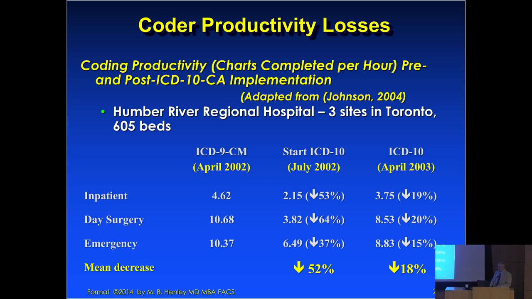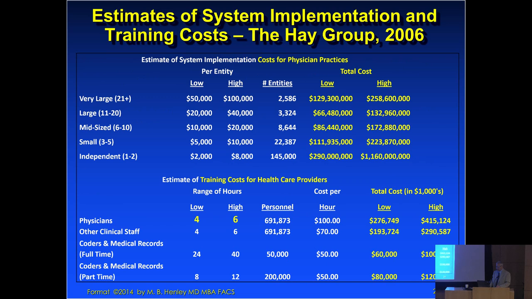Three months after initiation, you can see that they had a decrement in coding productivity from professional coders by 52%, and 1 year later, it still remained down at 18%. So that was the experience in Canada. We have obviously no experience in the US.